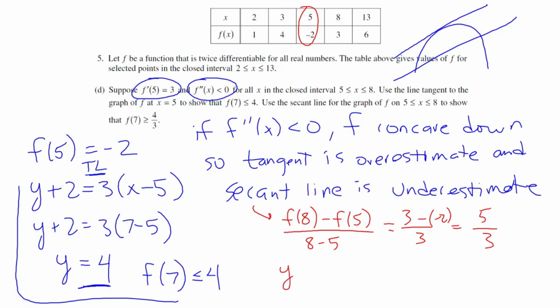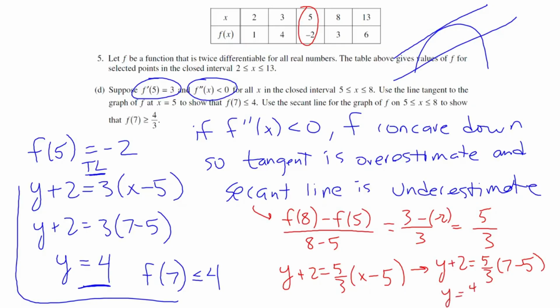So now when we write our secant line equation, we're going to have y plus 2 equals 5/3 times x minus 5. And when I plug in my value of 7, we get y plus 2 equals 5/3 of 7 minus 5. 7 minus 5 is 2, and 2 times 5/3 is 10/3. And if I subtract 2, we're going to get y is equal to 4/3. So our secant line approximation will be 4/3, which means that f of 7 must be greater than or equal to 4/3, since that secant line approximation had to be an underestimate.